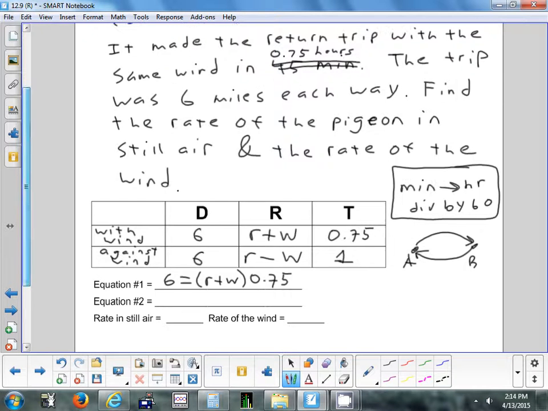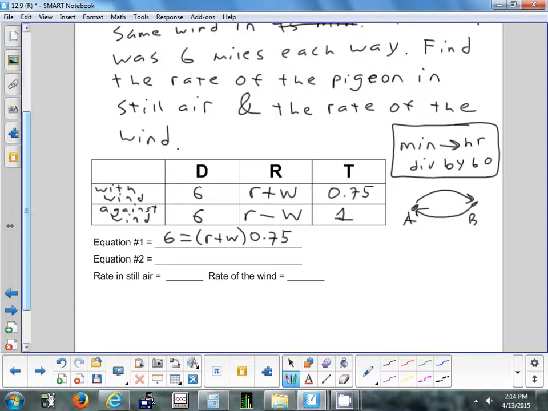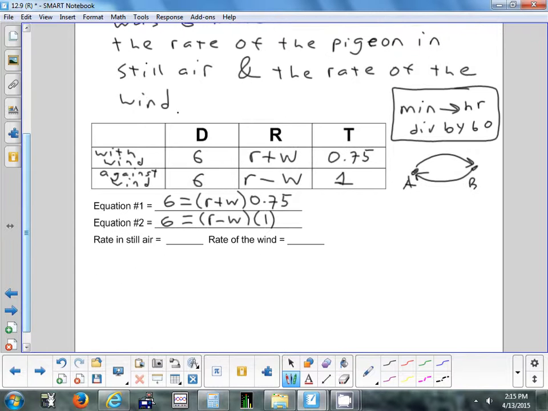What's my second equation? We get R minus W. Now we just have a 1. When you distribute a 1, does that change anything? No. Distributing a 1 isn't going to change anything. It's just going to stay 6 equals R minus W. What can we do in that top equation? We have to do something.